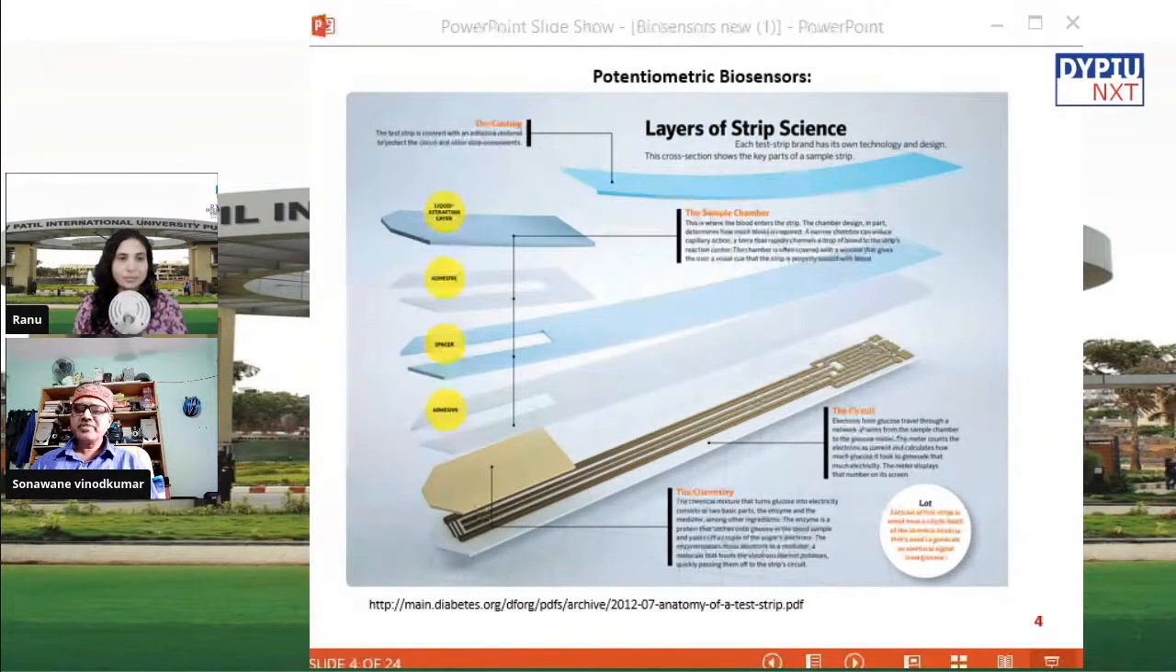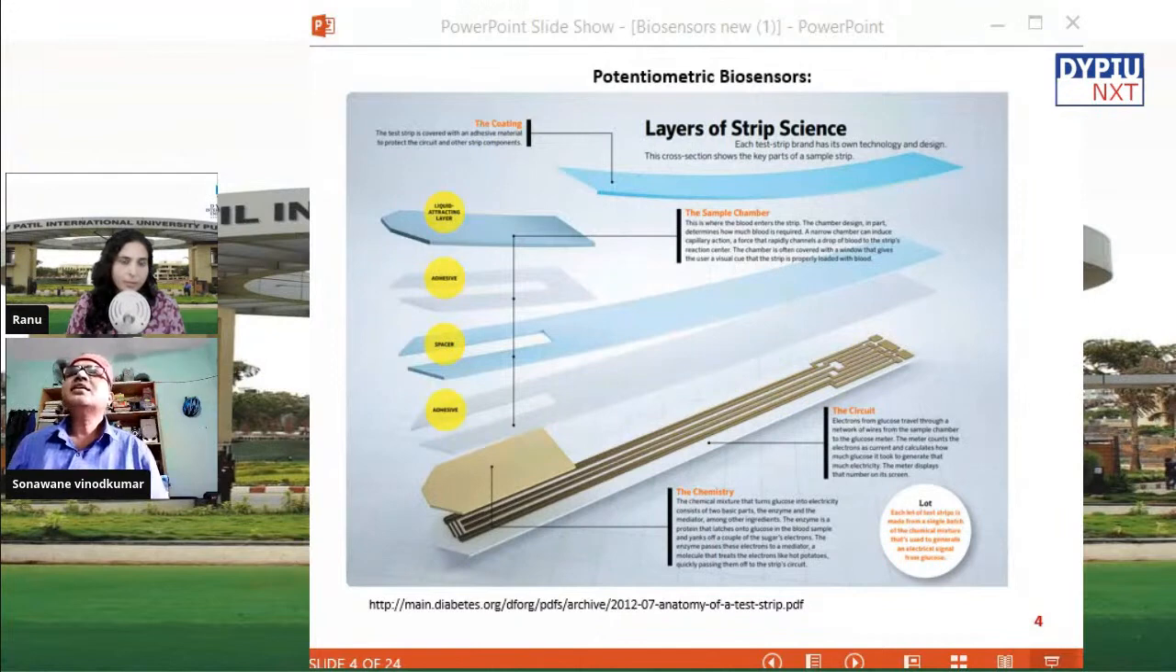So the sugar content will be in gram per liter, right? But the actual unit is different. And the strip, which looks very simple, is not so simple. The design is very complicated.